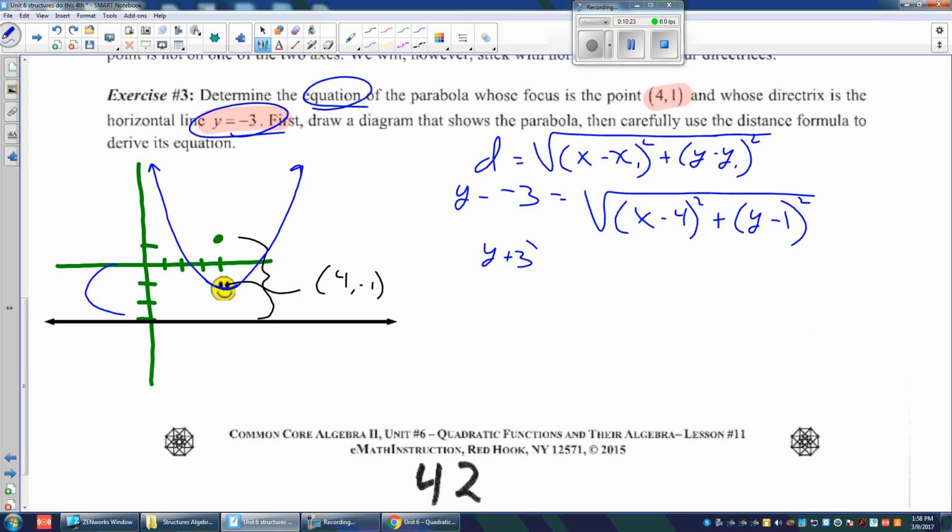We're going to get rid of the square root by squaring both sides. Equals x minus 4 squared plus y minus 1 squared. Now you know that I've been saying this is just x squared minus 8x plus 16. The other one is y squared minus 2y plus 1. Do you see what I'm doing here?